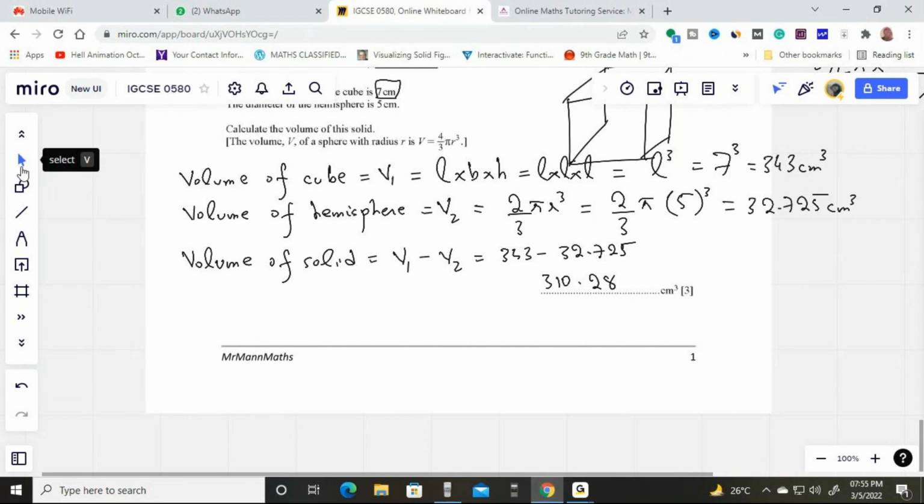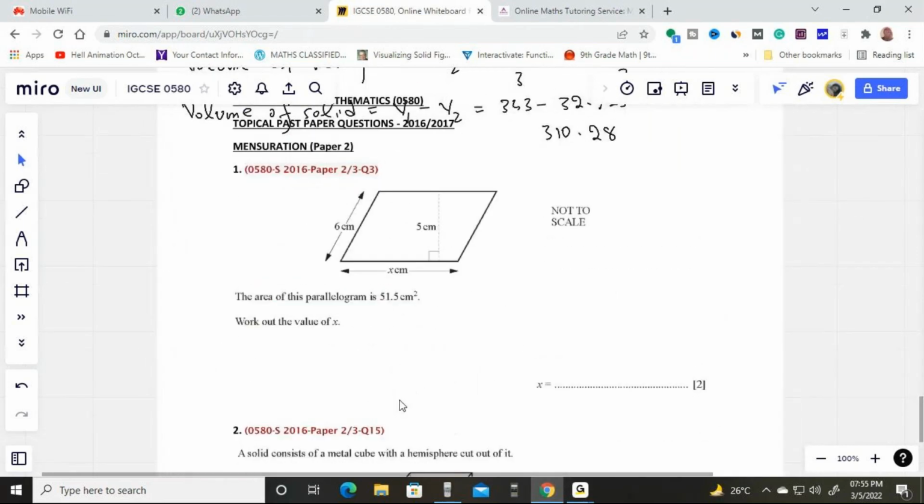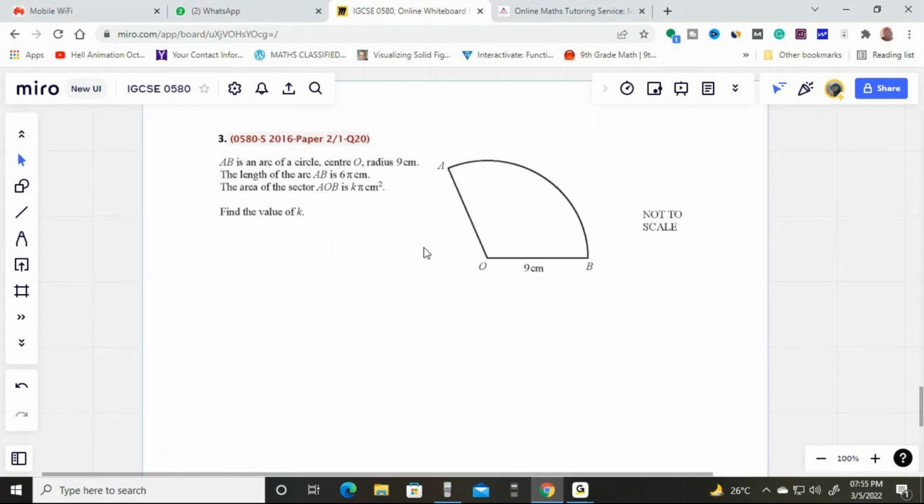Yes, miss. Now we go to the next page. And on the next page, okay, now what is this?